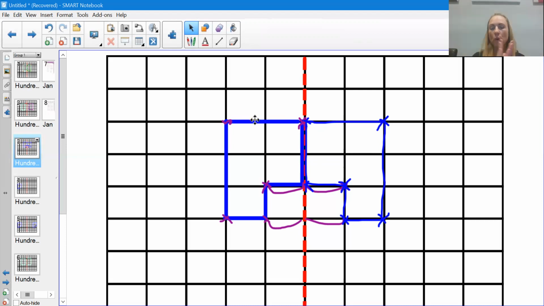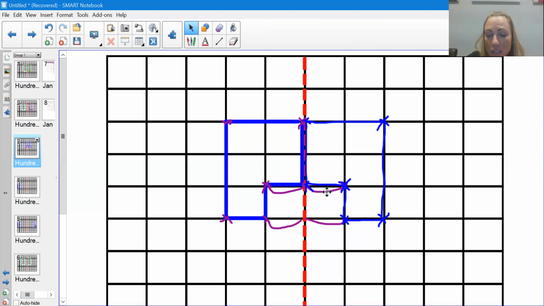Because when we look in a mirror, it flips it. It makes it appear the opposite way. So if I was to raise my right hand while looking in a mirror, it would actually look like my left hand. So the shape itself has been flipped, but everything else is the same.